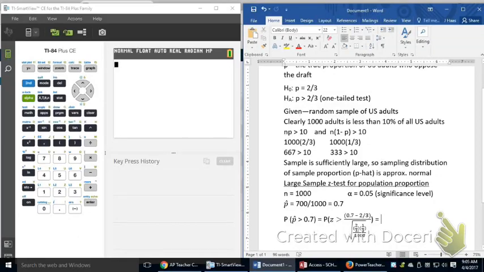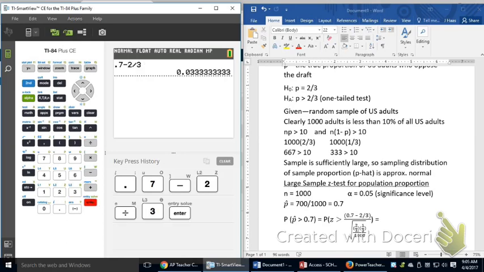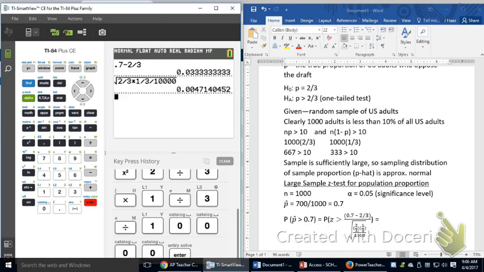That is your standard deviation that you can use to get your z-score. I'm ready to put this z-score in the calculator, so I'm going to do 0.7 minus 2/3. And that's going to give me my numerator for my z-score. I usually do the denominator separately, so I'm going to do square root of 2/3 times 1/3, and then divided by 1,000. You could have made it a pretty fraction, but it'll work like that. There's your denominator. That denominator is also the standard deviation of your proportion.